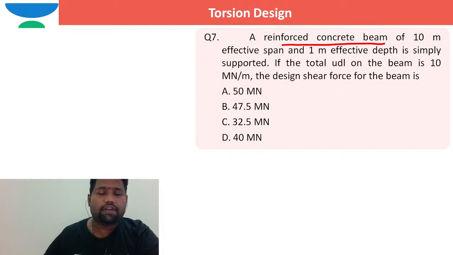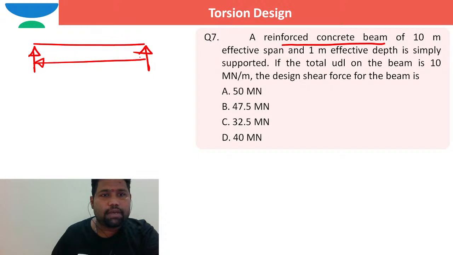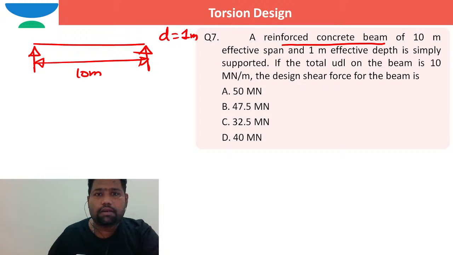A reinforced concrete beam of 10-meter effective span. So there is a 10-meter effective span. Maybe I can show it. Okay, this is the effective span I want to show you, this 10 meters, and 1 meter effective depth. The effective depth is 1 meter.